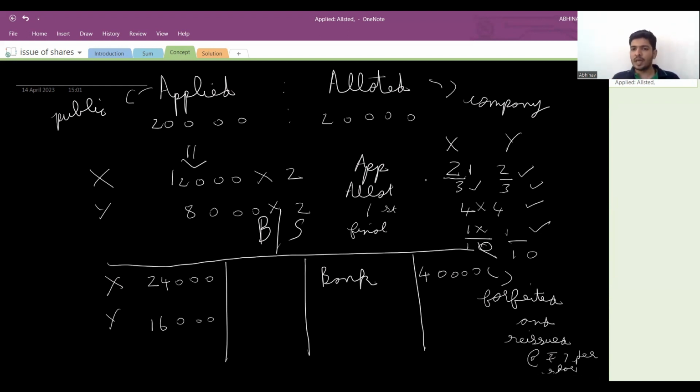Now, X and Y want to apply. X sends a letter saying I want to apply for 12,000. Y sends I want to apply for 8,000. And to make sure that you think I'm serious, I'm going to send you the application money along with it. Since I'm going to apply for 12,000 shares, I'm sending 12,000 into 2 rupees for application. I'm sending 24,000 rupees to you, bank transfer. And Y is telling I'm sending 16,000 rupees to you, 8,000 into 2. Correct? Now, both sides are tallying here.